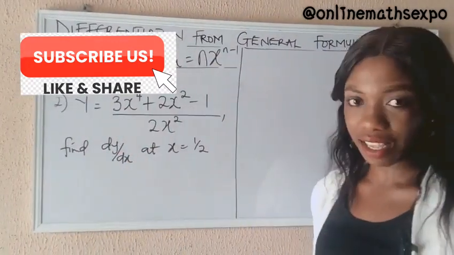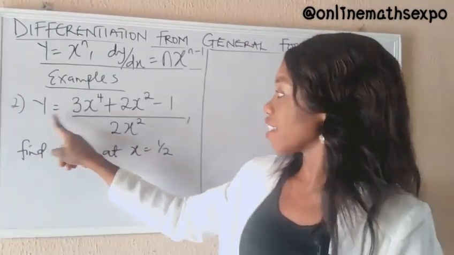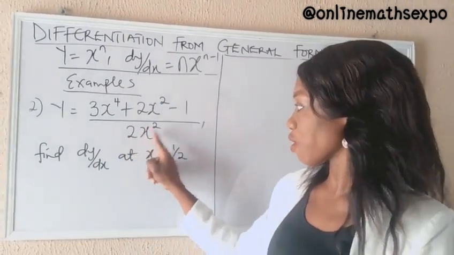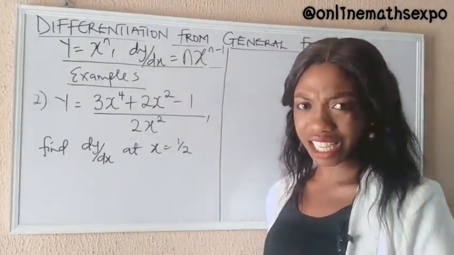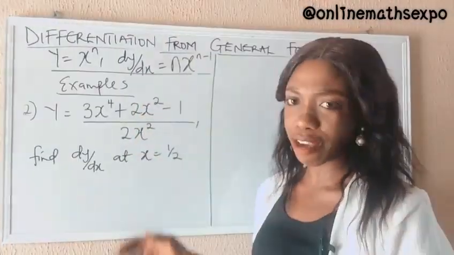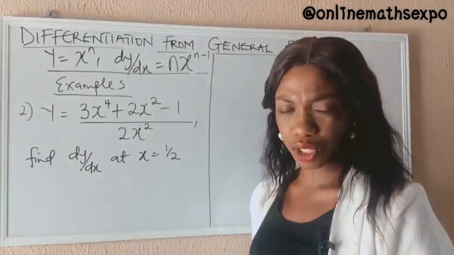So let's look at example 2. We have y is 3x raised to power 4 plus 2x squared minus 1, over 2x squared. Can I use the general formula in this question? Because as I'm looking at it, it is in a fractional form. This is a rational expression.